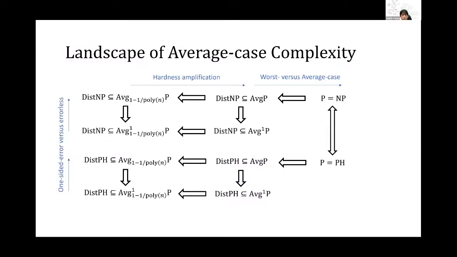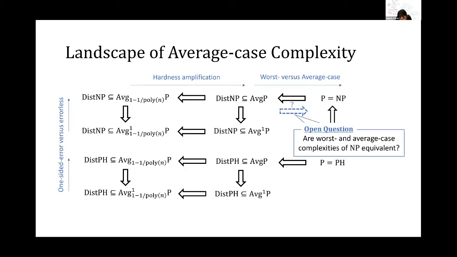With this notion in mind, let's review the current landscape of average case complexity. And I'm going to explain what the important open questions in average case complexity are. One of the most important open questions in the theory of average case complexity is whether worst and average case complexities of NP are equivalent, which corresponds to this blue implication. Especially, assuming that NP is easy on average with respect to every sample distribution, can we show that P is equal to NP? That's the important open question.